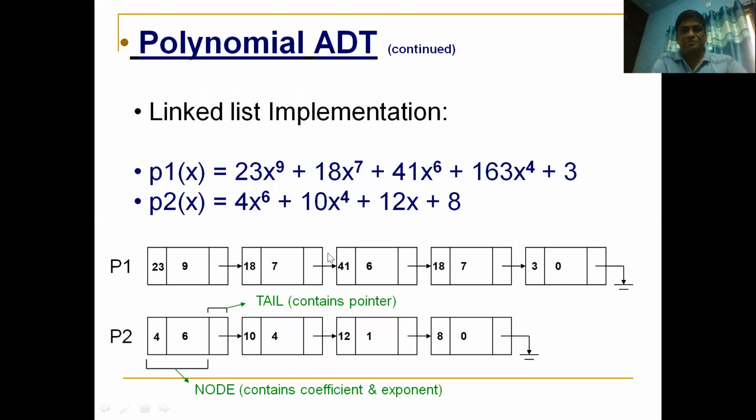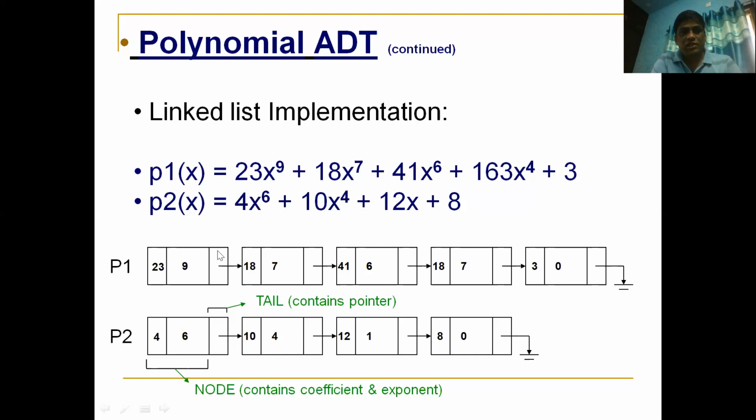Okay, so let us understand how the polynomials will be represented with the help of a linked list. I am considering two linked lists here. First one is polynomial 1, p1, and the second one is polynomial 2, p2. The first polynomial contains 5 terms. The second polynomial contains 4 terms. So now, how are these polynomials represented in the form of a linked list?